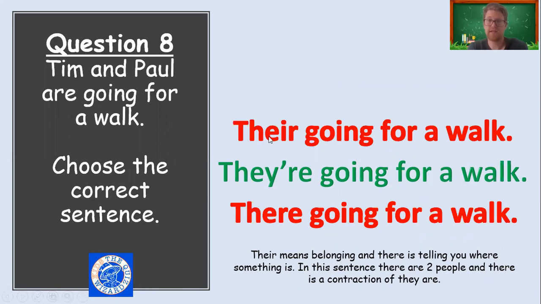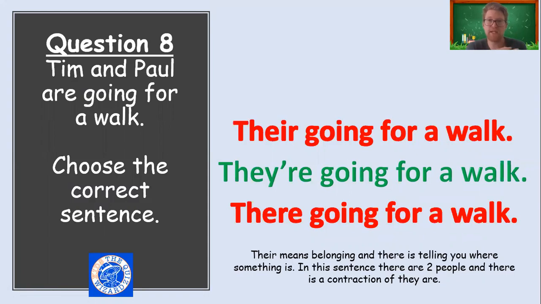The top one here in red is incorrect, because there, T-H-E-I-R, means that something belongs to somebody. So it was their pencil case. It was their chocolate bar. The bottom there is about position. It is over there. Whereas the middle one here, they are going for a walk.